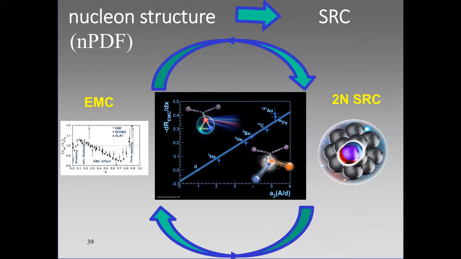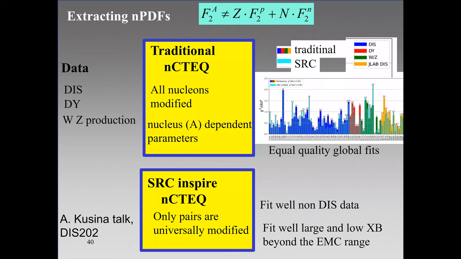Okay, so now I want to go the other way around. I want to go from here and see what I can tell you about that. Now, the nCTEQ is a collaboration that extracts the parton distributions from nuclei. We heard about it yesterday. What they do is they take all the deep inelastic data, all the Drell-Yan data, and the W and Z production, and they assume that in the nucleus the F2 is being modified, and they allow the parameters for each nucleus to be modified according to the data, and they extract the nuclear parton distributions. That's the standard way they did it all the time.